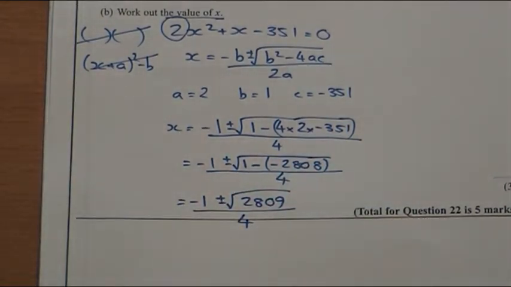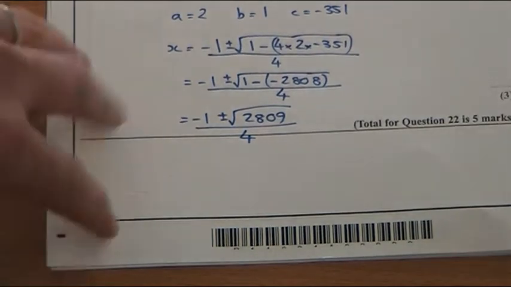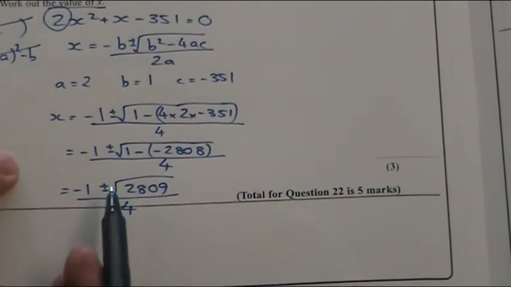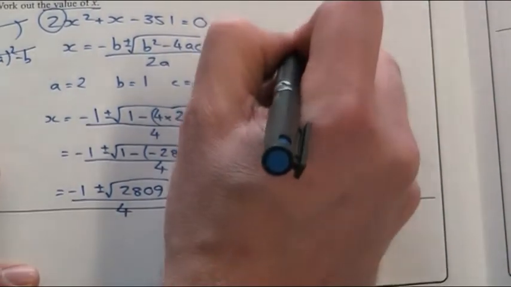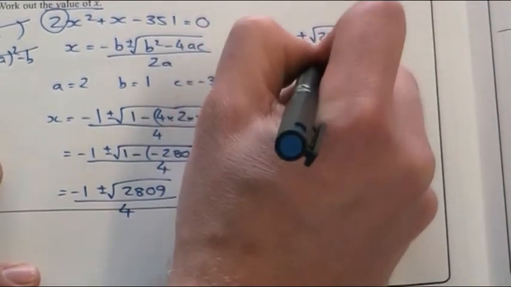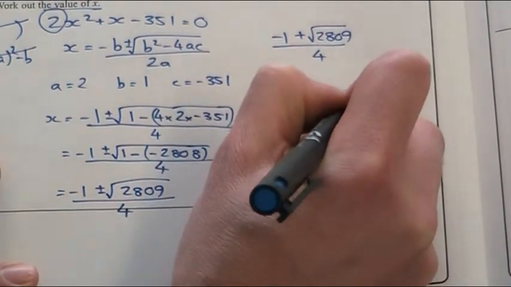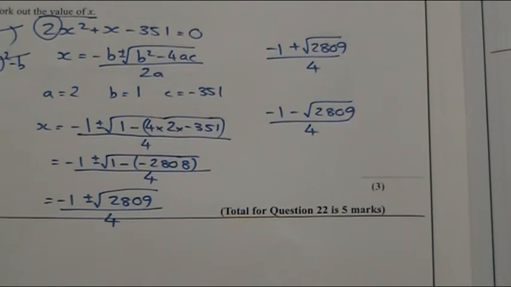So they don't actually give you much space to do this. But you're allowed to go all the way down to this part here, and there's this space here. So in fact what I'm going to do is use this bit. So because we have a plus and a minus, it separates it into 2 sums. So we've got minus 1 plus the square root of 2809 over 4, and we've got minus 1 minus the square root of 2809 all over 4. So let's type these in.